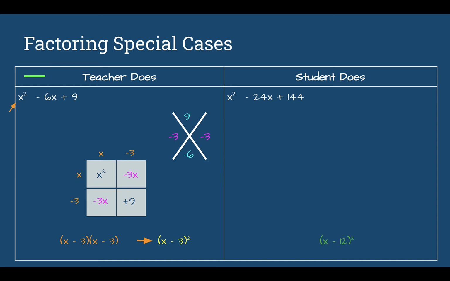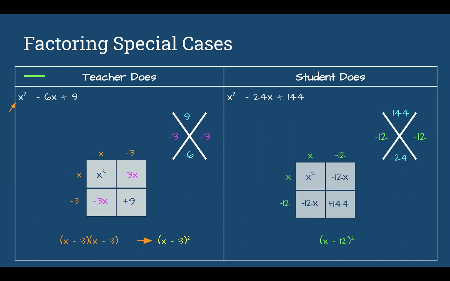Let's check. You should have found x minus 12 to the second power. Looking at our values, we would get negative 12 and negative 12 that add to negative 24 but multiply to 144. If you chose to use the box, this is what that would look like. Getting x minus 12 on both the side and the top. So x minus 12 squared.